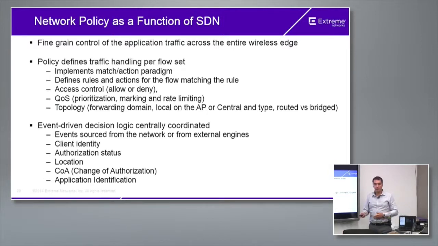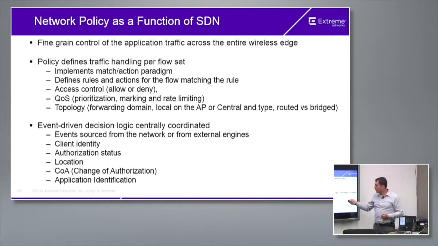Matches are based on layer 2, layer 3, layer 4 parameters. It provides actions. Actions can be access control, allow or deny, can be QoS, prioritize this flow, mark the flow, or rate limit the flow, rate limit upbound, rate limit southbound. It also determines on which topology this flow will be forwarded. It can be forwarded locally, or it can be forwarded centrally through the data plane on the controller for the overlay solution. These are defined per policy. It's defined per user, so even on the same SSID, you can have two users with completely different policies. It's one SSID, but users are treated completely differently. They end up with completely different VLANs for their traffic, for example, or one is allowed to access it and one is not.